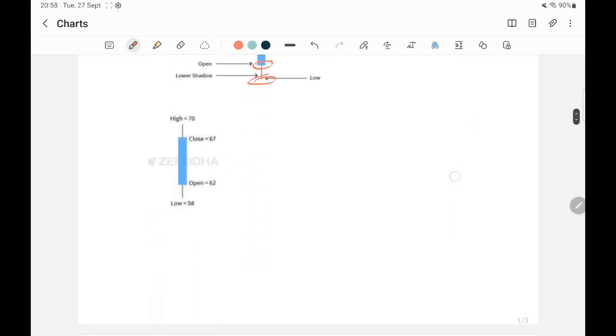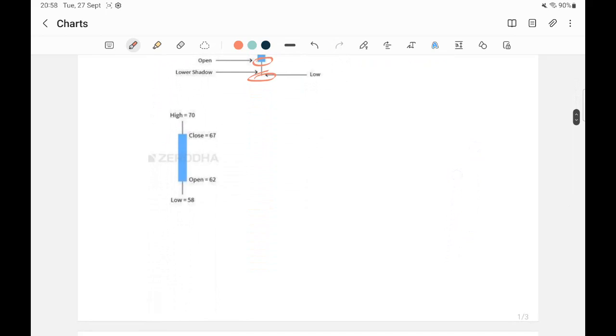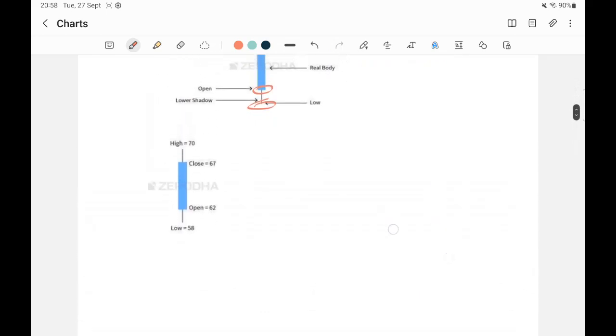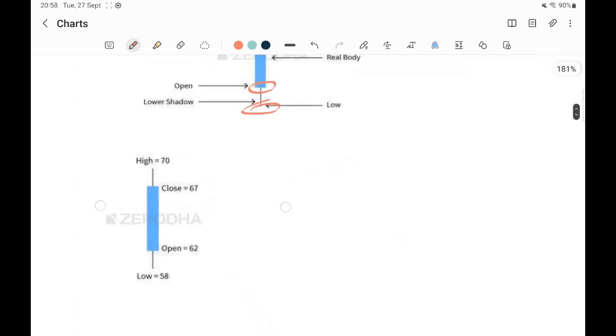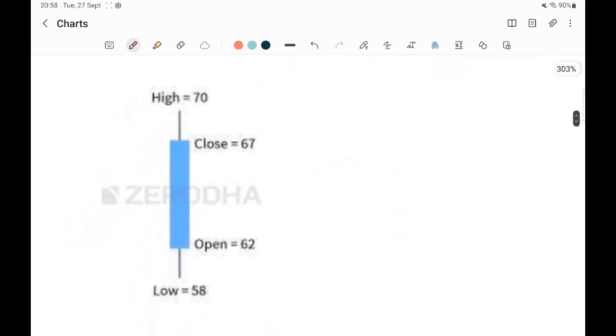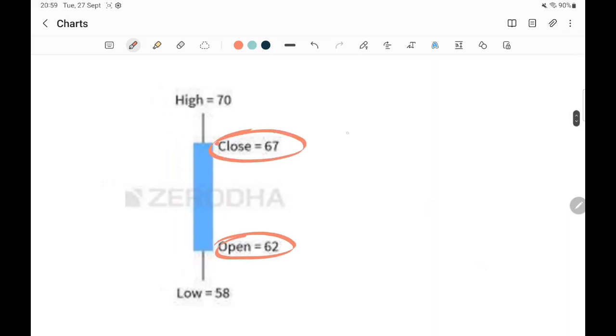Let's understand here. Basically, we have created a bull candle here. What is happening in this bull candle: the opening price is 62 rupees and the closing price you are seeing is 67 rupees. Remember one thing, 67 is always greater than 62. As the closing price is greater than the opening price, this is called a bullish candle, the bull candle.